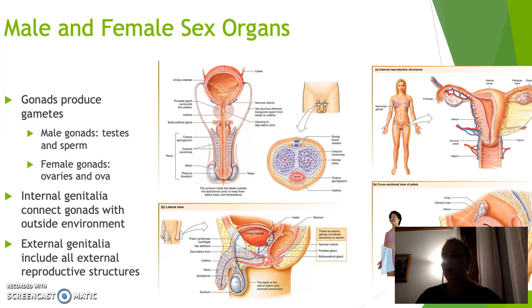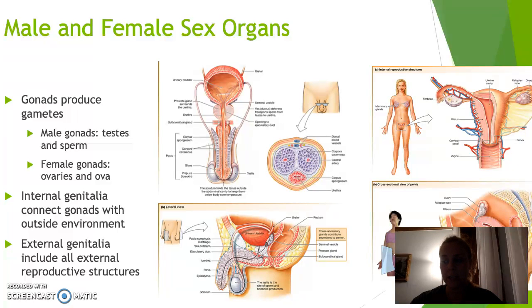First I'll do a quick overview of male and female sex organs. The male and female sex organs consist of three sets of structures: the gonads, the internal genitalia, and the external genitalia. Gonads are the organs that produce the gametes, or the eggs and sperm that unite to form new individuals. The male gonads are the testes, which produce the sperm, and the female gonads are the ovaries, which produce eggs, or the ova. The undifferentiated gonadal cells destined to produce eggs and sperm are called the germ cells.